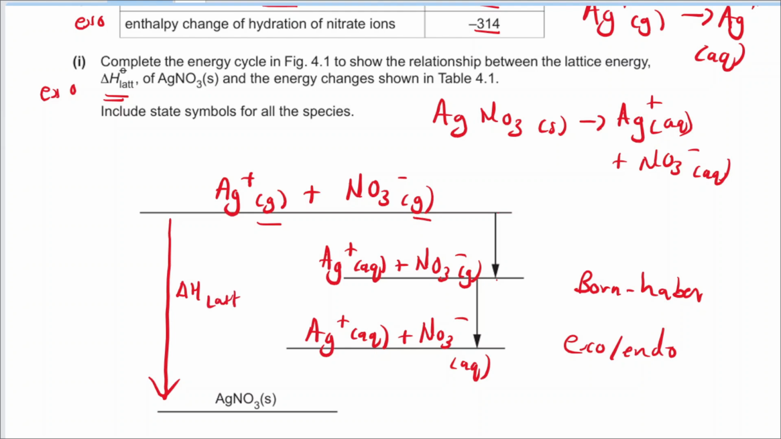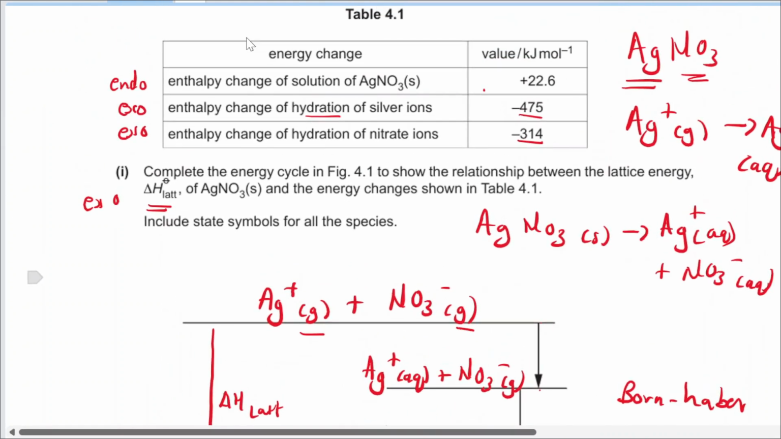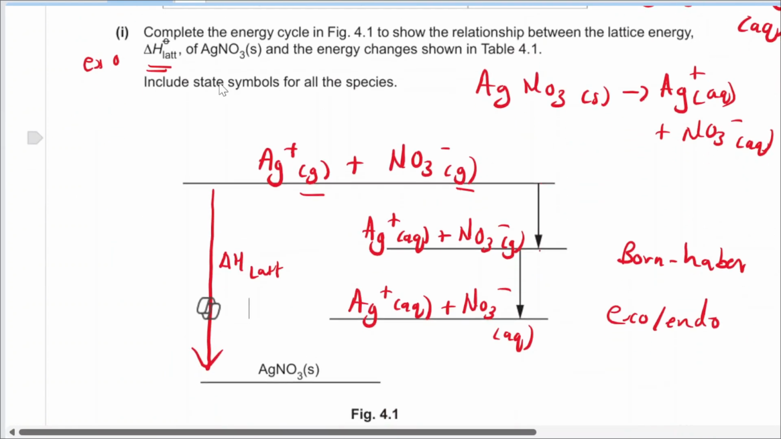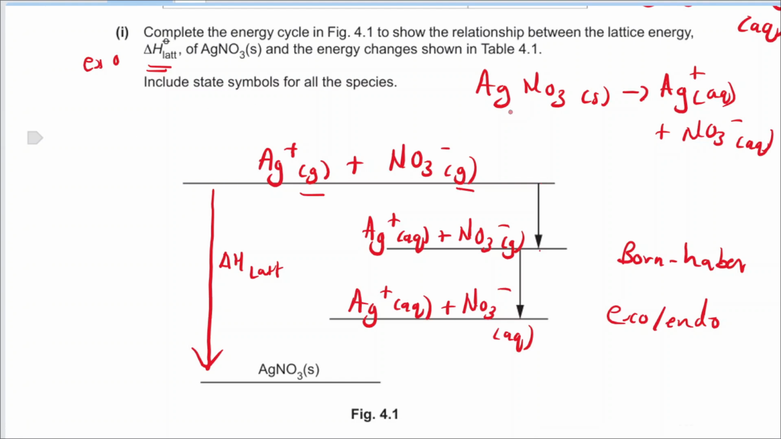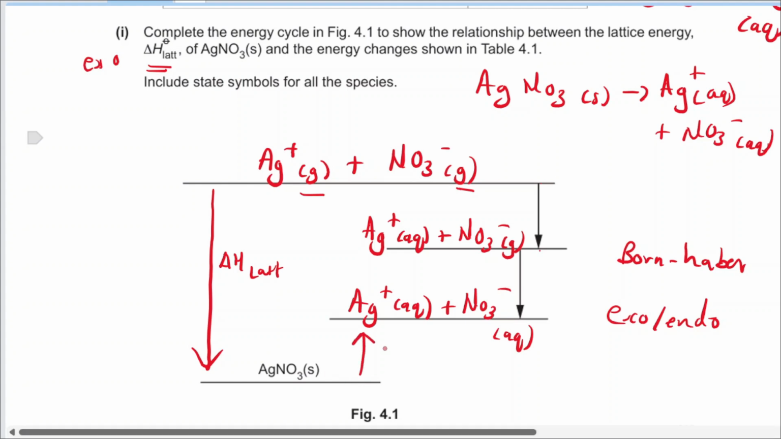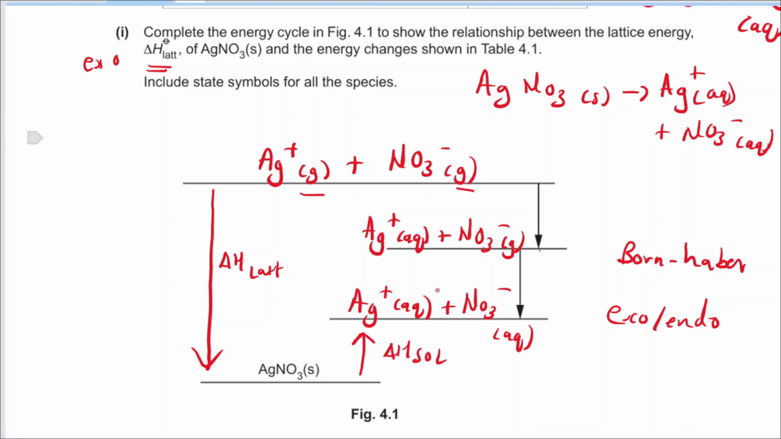Now we still have one more arrow to go, which is the endothermic one, which is the enthalpy change of solution. Now, what is solution? Solution is when this solid breaks down to become two aqueous ions, right? So it's going from here to here, and it's going up, it's endothermic. So this will be the enthalpy change of solution. So that's how you draw the energy cycle for this question.